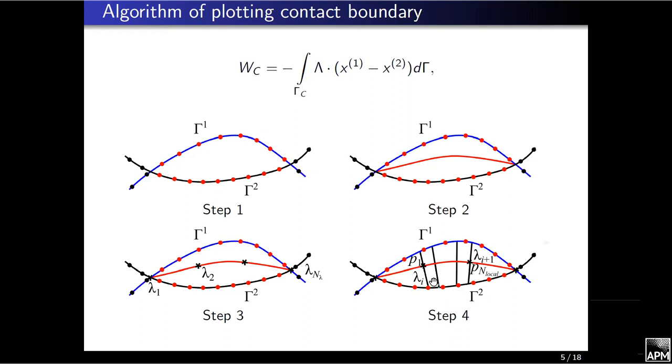For that, at each point P_E, we construct a normal to the contact boundary and find congruent points as the intersection of this normal and the surface of the body.